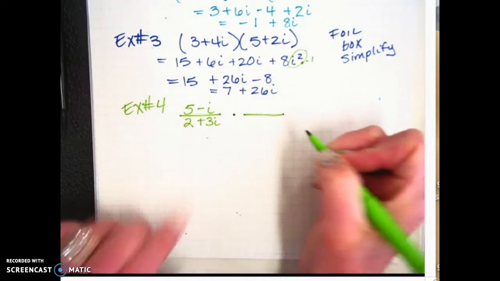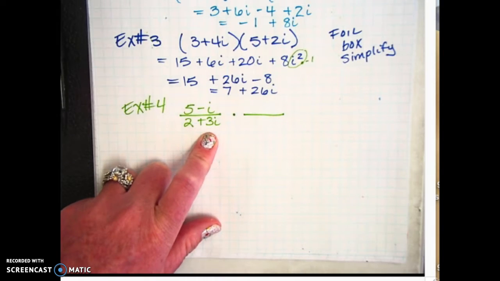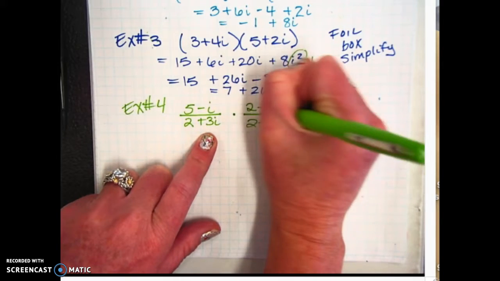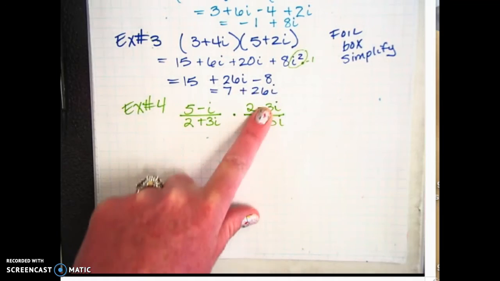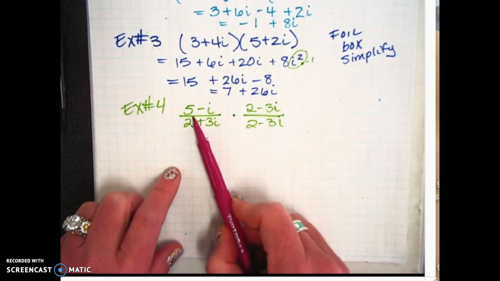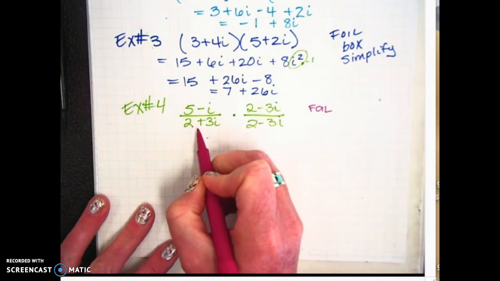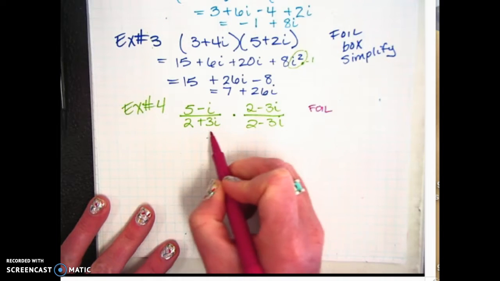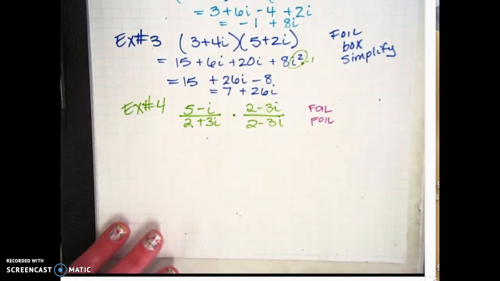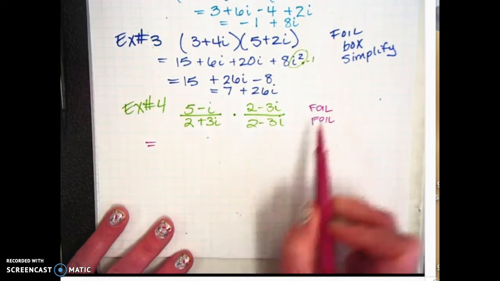We're going to multiply by the conjugate of 2 plus 3i, which is 2 minus 3i. And we need to multiply the numerator by the same thing, because that equals 1, right? And now we have a binomial and a binomial in the numerator, so we're going to need to FOIL those. And we have a binomial in the denominator as well, so we're going to need to FOIL those as well. So we're going to need to FOIL twice. Okay? So let's do the numerator first.